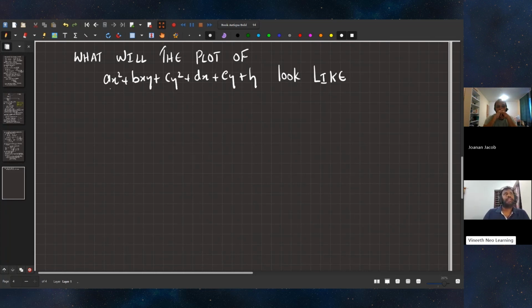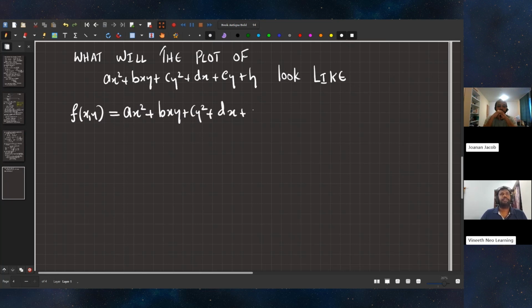For that, I am naming this. Let me name this as a polynomial in x and y, which you can plot in an internet graph plotter. For simplicity, let it be f of xy. This is a function of xy: ax squared plus bxy plus cy squared plus dx plus ey plus h is equal to 0. No, not like that, it's a function.